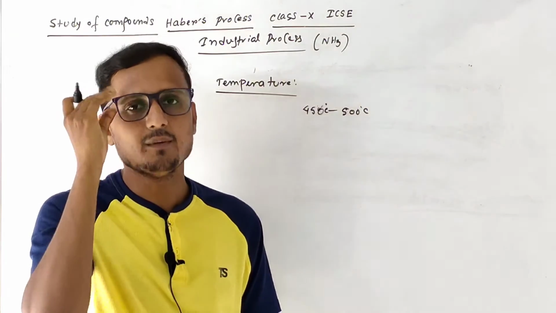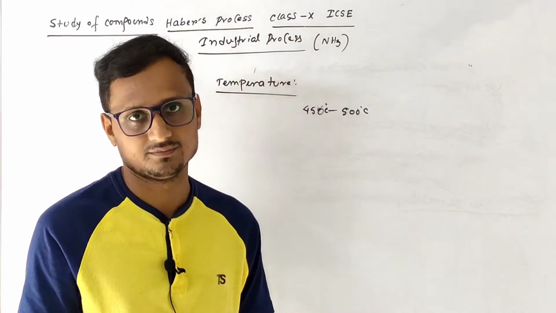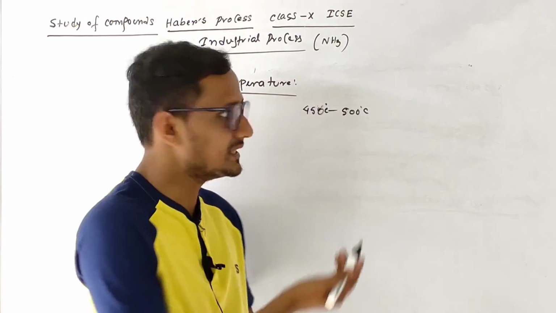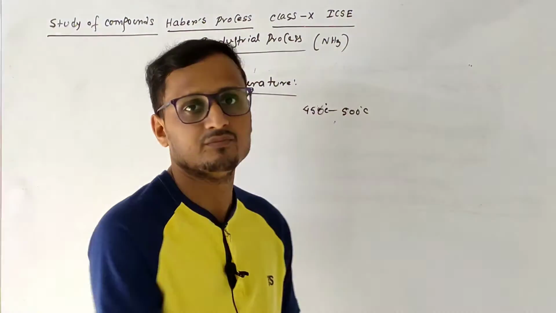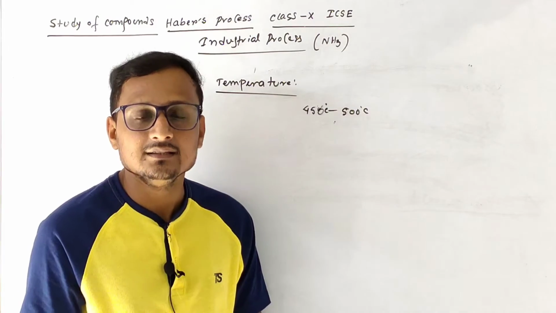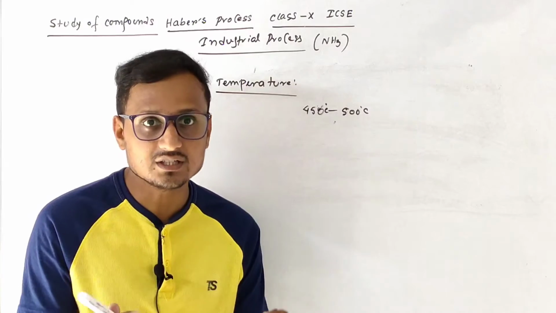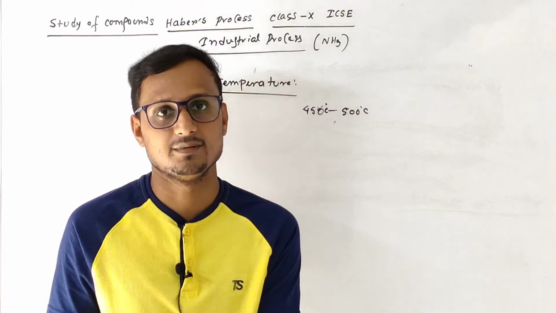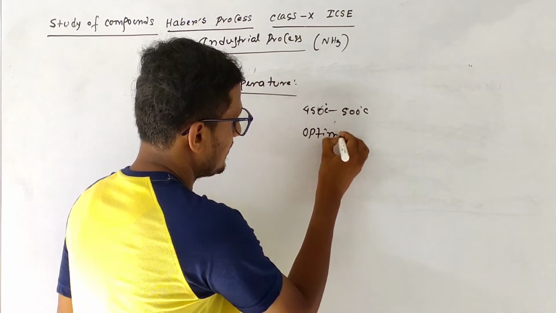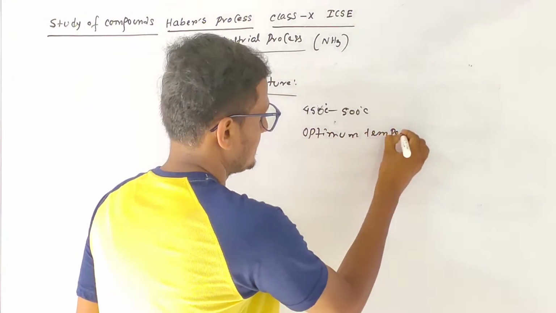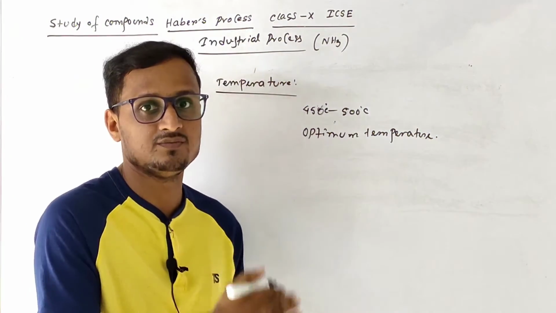However, we have seen that if the temperature is less than 450, the reaction slows down, and if the temperature is more than 500 degrees centigrade, then the rate of the reaction decreases. So we have to control the reaction within 450 to 500 degrees centigrade. This temperature is called the optimum temperature for Haber's process, not less than 450, not more than 500 degrees centigrade.